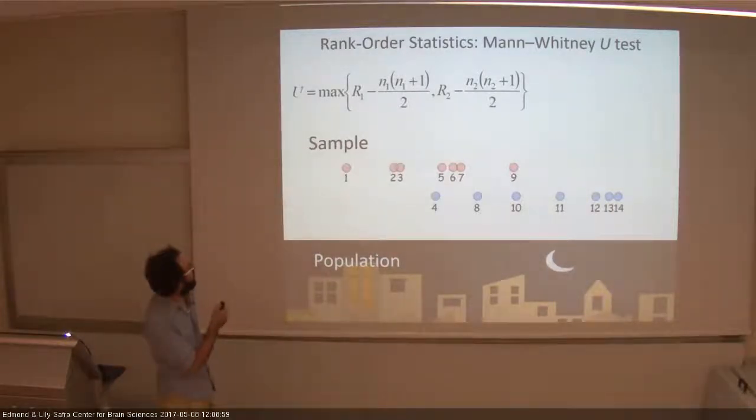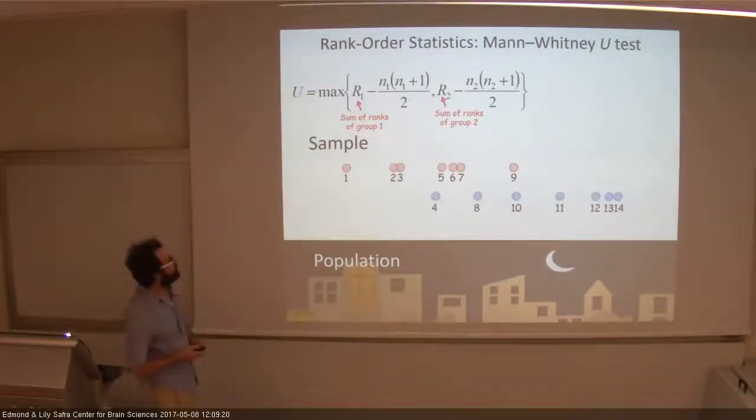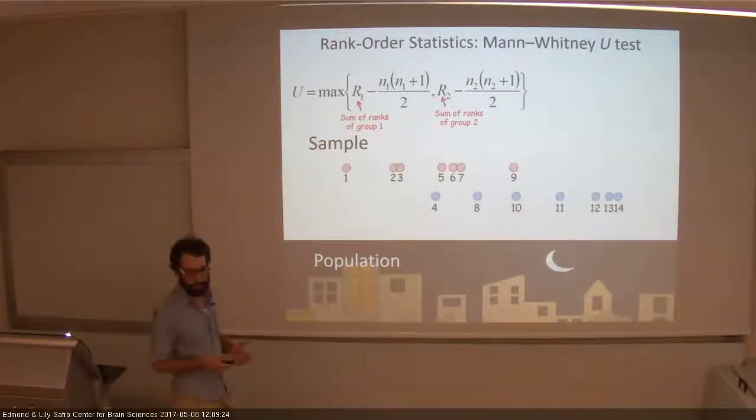So this is the U statistic. The test is called the Mann-Whitney test. So this is the sum of ranks of group 1, sum of ranks of group 2. We have these normalizing terms which can account for differently sized groups. Since this is a two-tailed test, we are interested in differences either in one direction or the other. We take the maximal of these two.